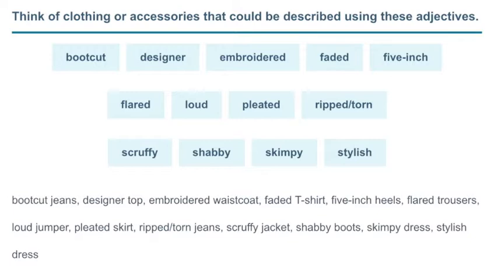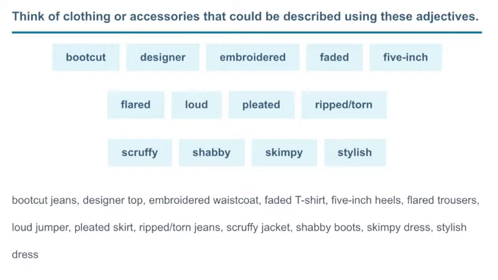So basically, that's it. Then faded. Well, yeah, with clothes, any item of clothing could be faded. Then loud also. You can even have loud accessories, right? Maybe very big and colorful. Earrings, for example, or rings. I have a friend who wears loud rings and loud earrings. Then scruffy, right? You can say any item of clothing could be scruffy, same as shabby, and also stylish, right?